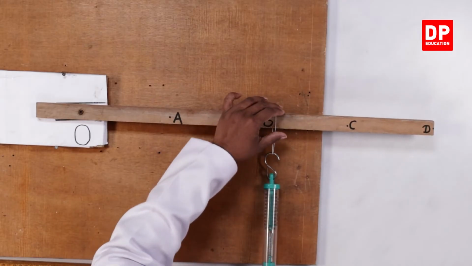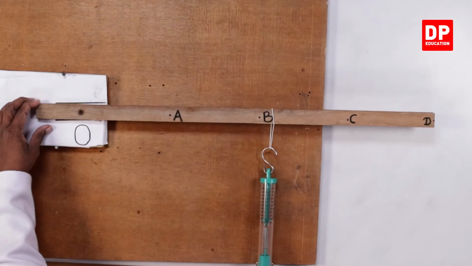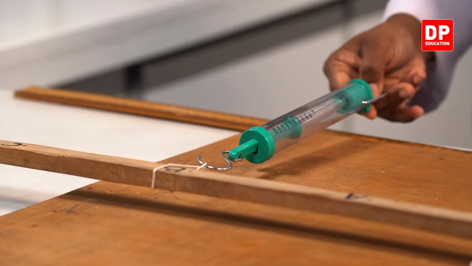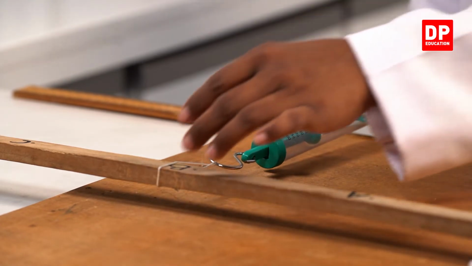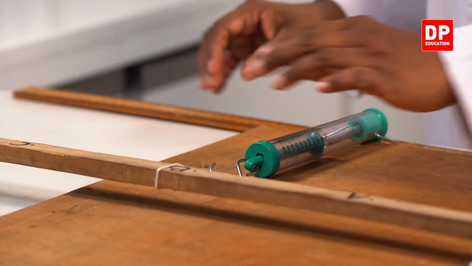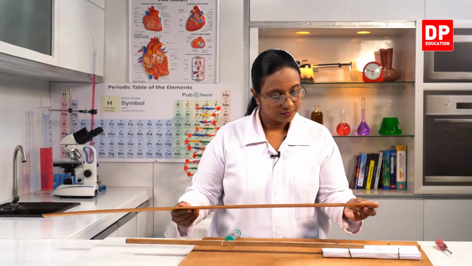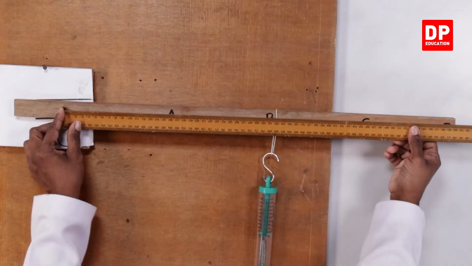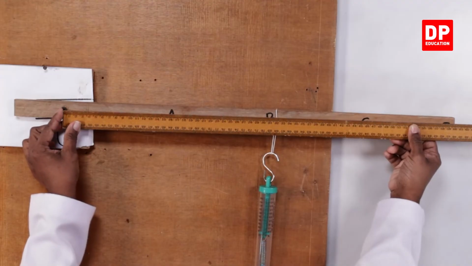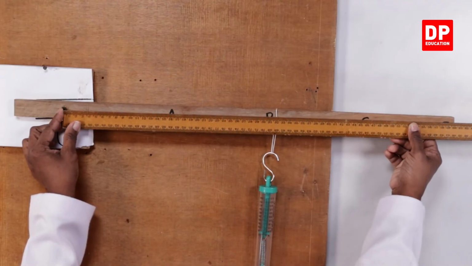Now, when I apply 2 Newton force, you can see it just starts to move. So this is the distance. Here, if we measure the distance again, it comes to 32 centimeters. Is that clear to you all, students?